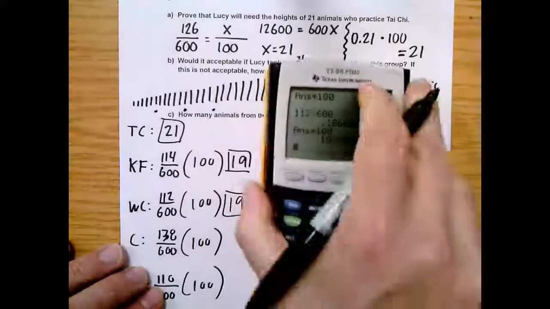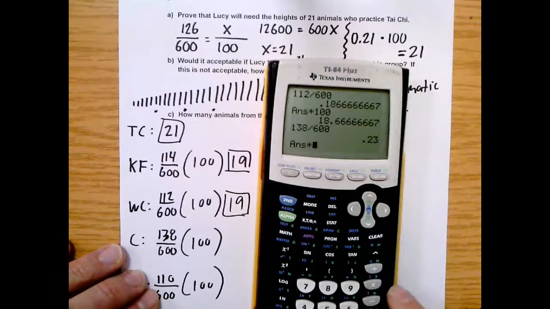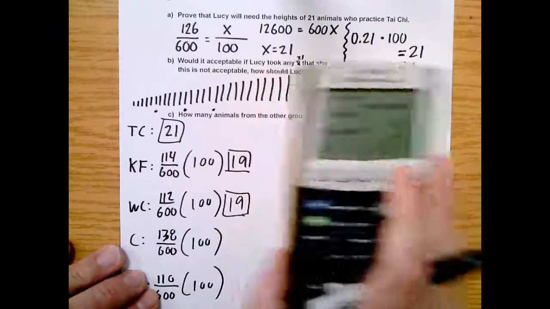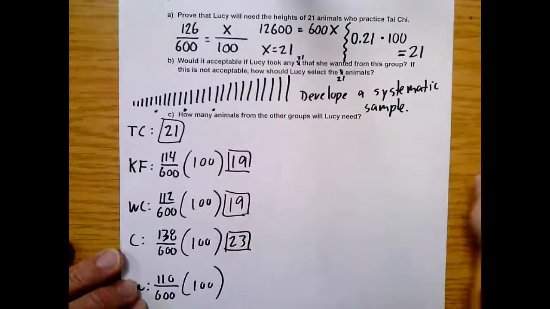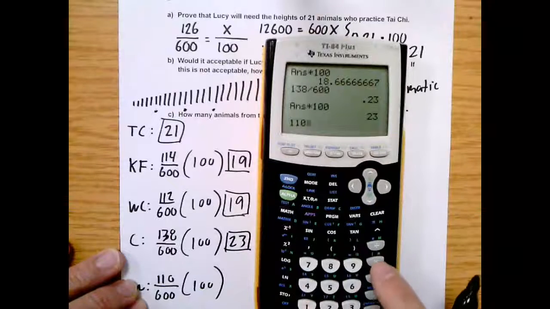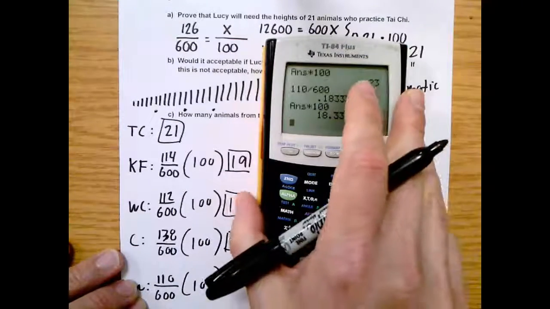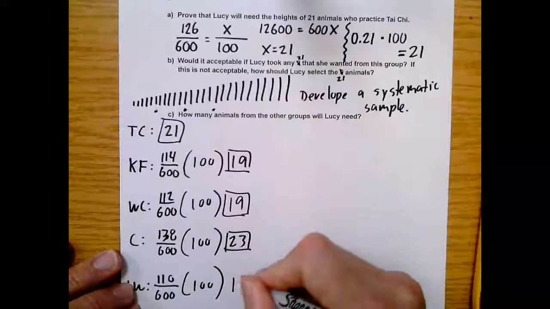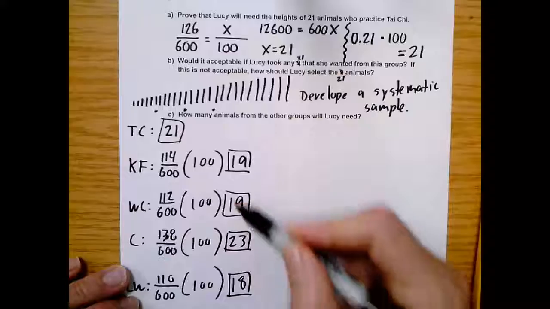No problem. And you can just maintain this pattern. 138 divided by 600, multiply that by 100, it's going to be 23. And then last one, 110 divided by 600. Another repeating decimal, no big deal. Multiplied by 100, you get 18.3, so we just round down to 18. And there you go. This would be your sample of your 100.